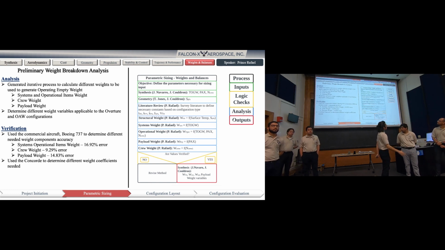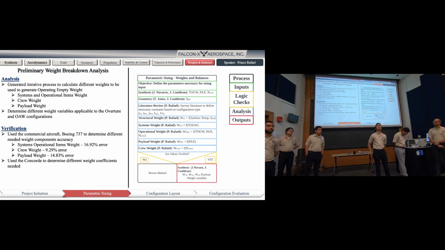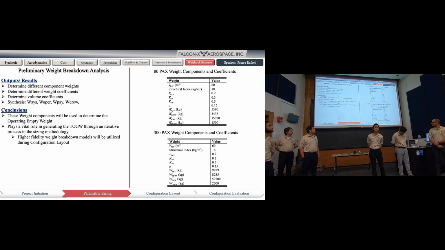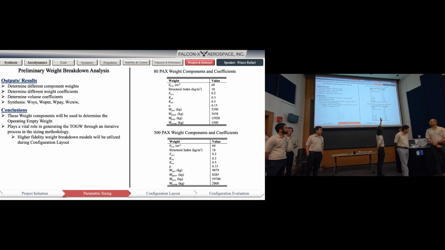Using this, we were able to use a couple commercial planes to help prove our systems weight and a couple other things. Next slide. And with this, we were able to get these, as seen over here, these weight values and coefficients for each of the configurations.